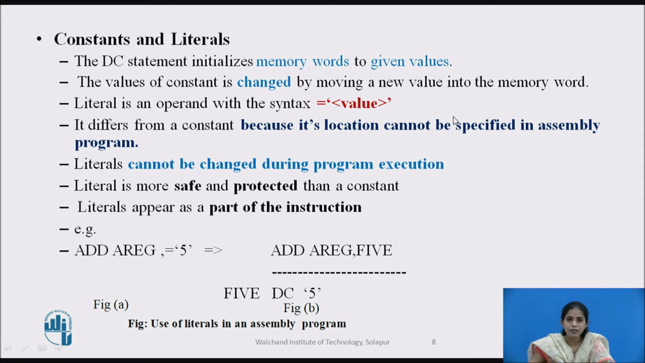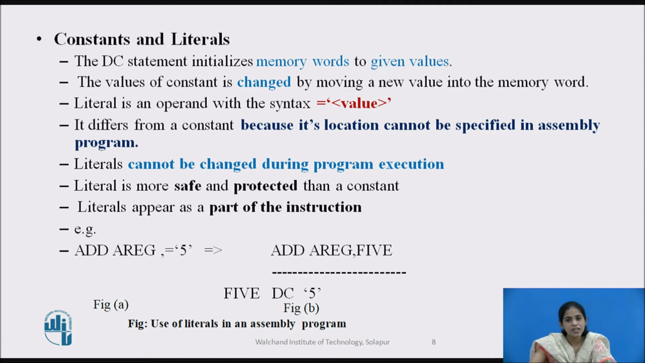Basically, what is the difference between literals and constants? It differs from the constant because its location cannot be specified in the assembly program. When we are using literals in the program, we are not specifying the location value. And one more advantage of literals is that they cannot be changed during the execution of the program. Here the constant value changes during the execution of the program, but literals are not changed during the execution of the program. So we can say that literals are safer and more protected than constants, and literals also appear as a part of the instruction.